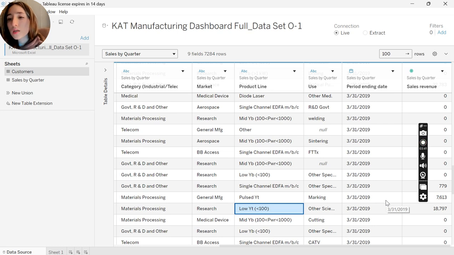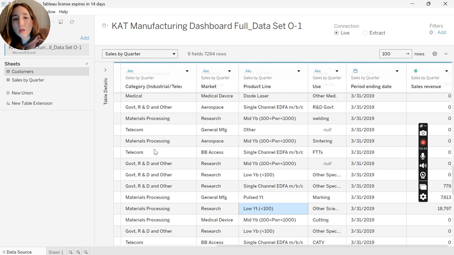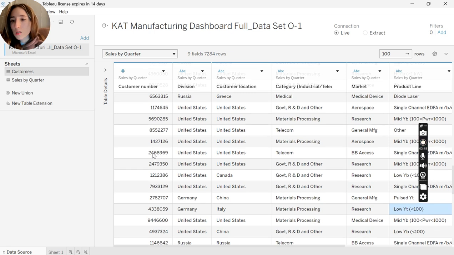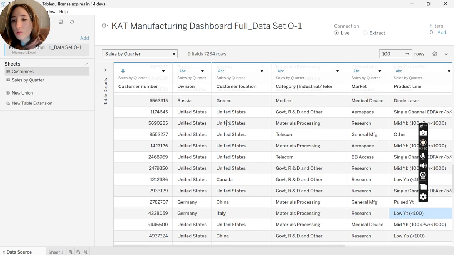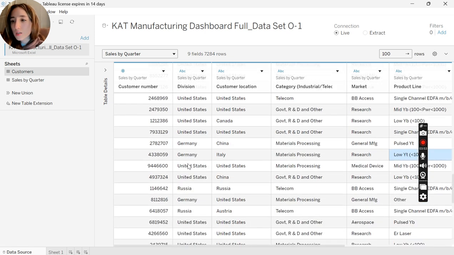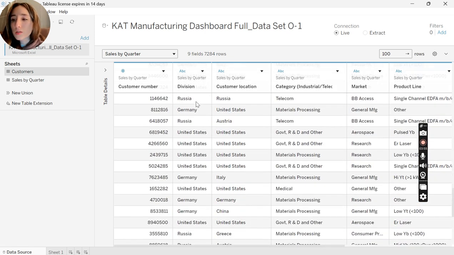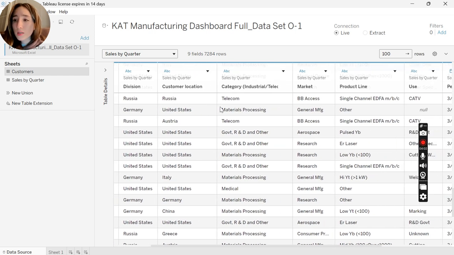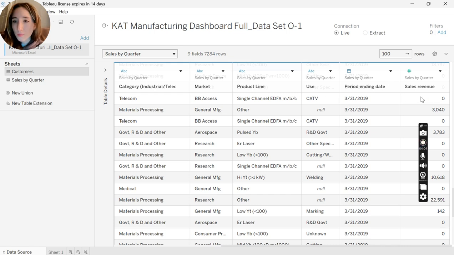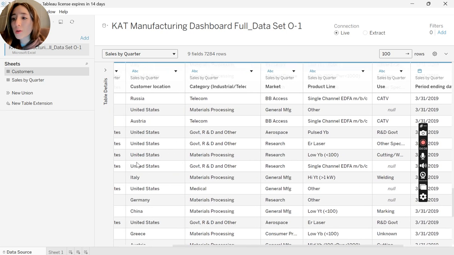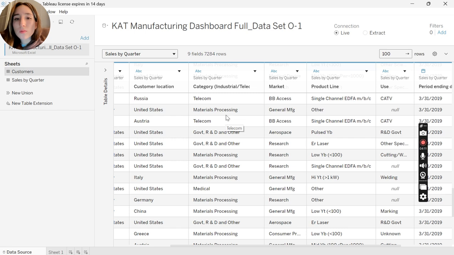And then some trends and insights. You can take a broader look at the entire dashboard and see that the U.S. division, if we look through all the United States divisions across the board, continues to dominate in overall sales volume with sales revenue. But Germany is definitely catching up, as we can see in the materials processing categories.